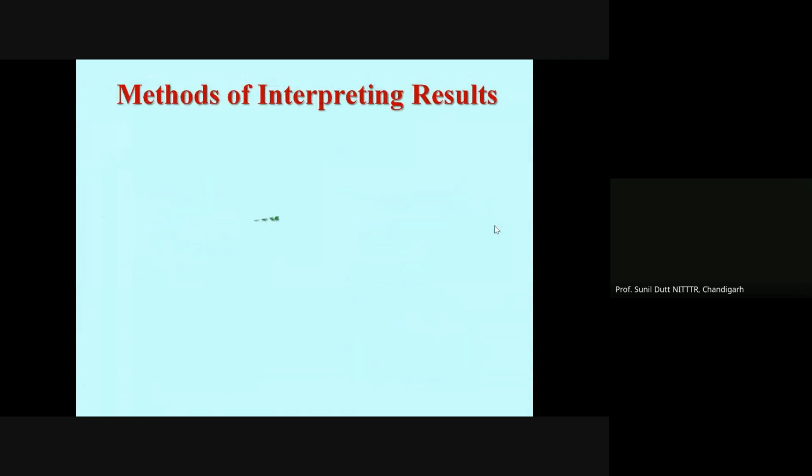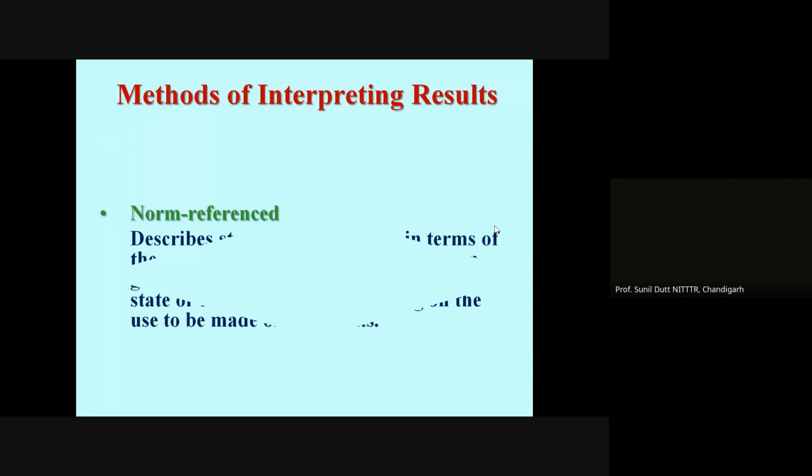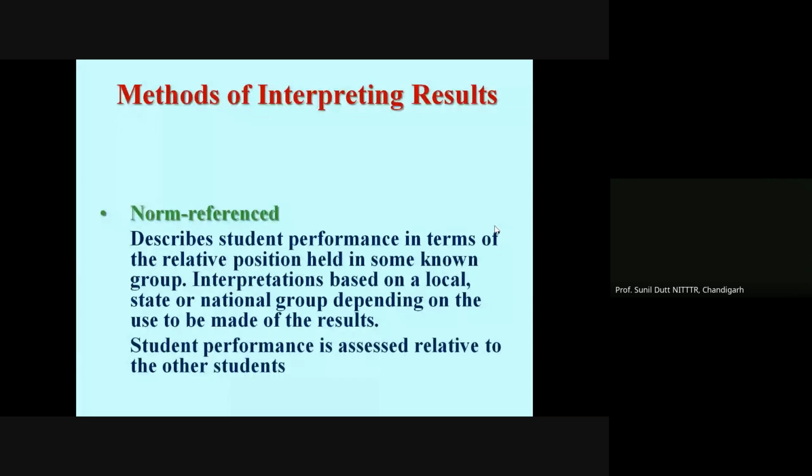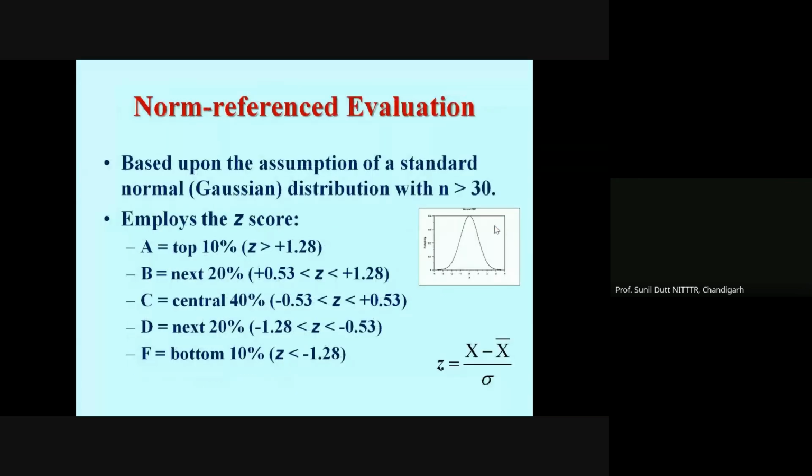Then comes the second one, norm reference testing, when we are comparing the performance of one student against the performance of another student, maybe in the same college or in another college, but under the umbrella of the same technical university, that is, the question paper is the same, and under the same umbrella of the technical board. So it describes student performance in terms of relative position held in some known group. Student performance is assessed relative to other students.